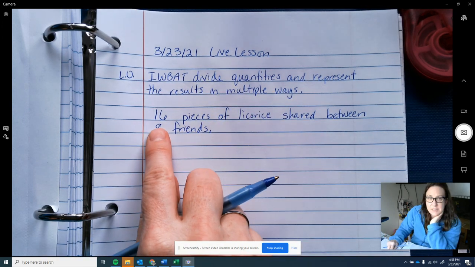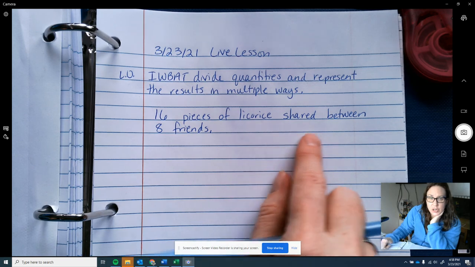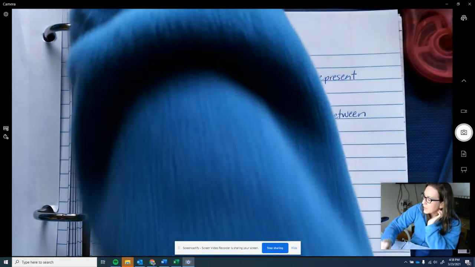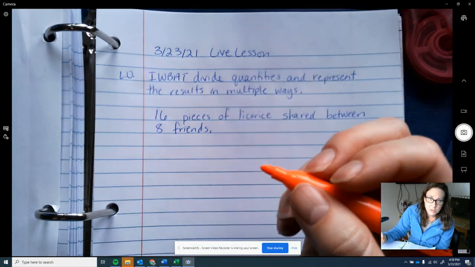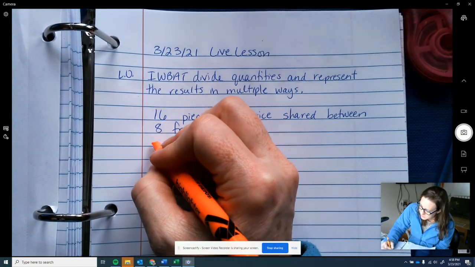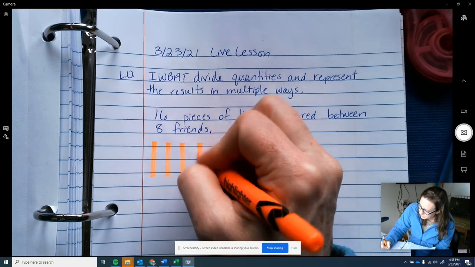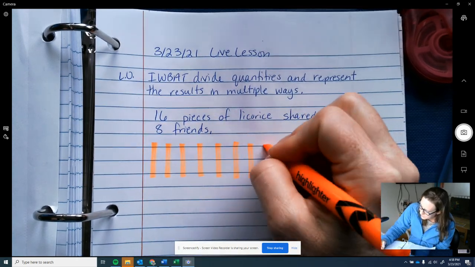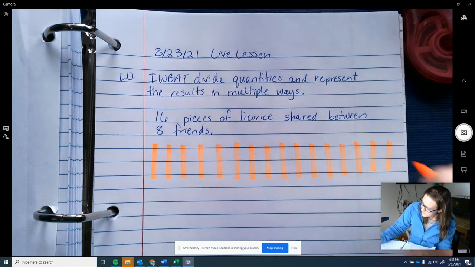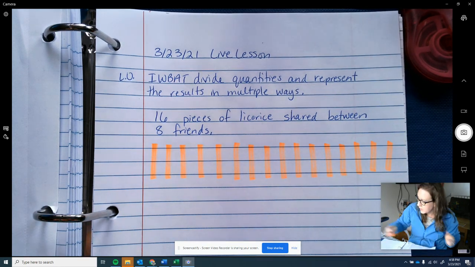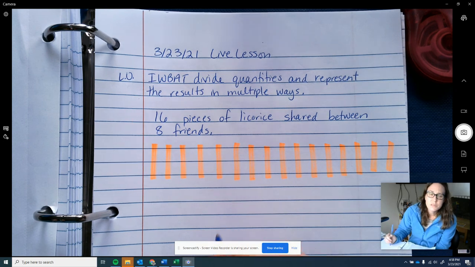So we started with 16 pieces of licorice shared between 8 friends. And the idea on this was to actually draw a model to show it. So we're going to do 16 pieces of licorice, 2, 3, 4, 5, 6, 7, 8, 9, 10, 11, 12, 15, 16. And we want to share it between 8 people. There are lots of ways that you did this.